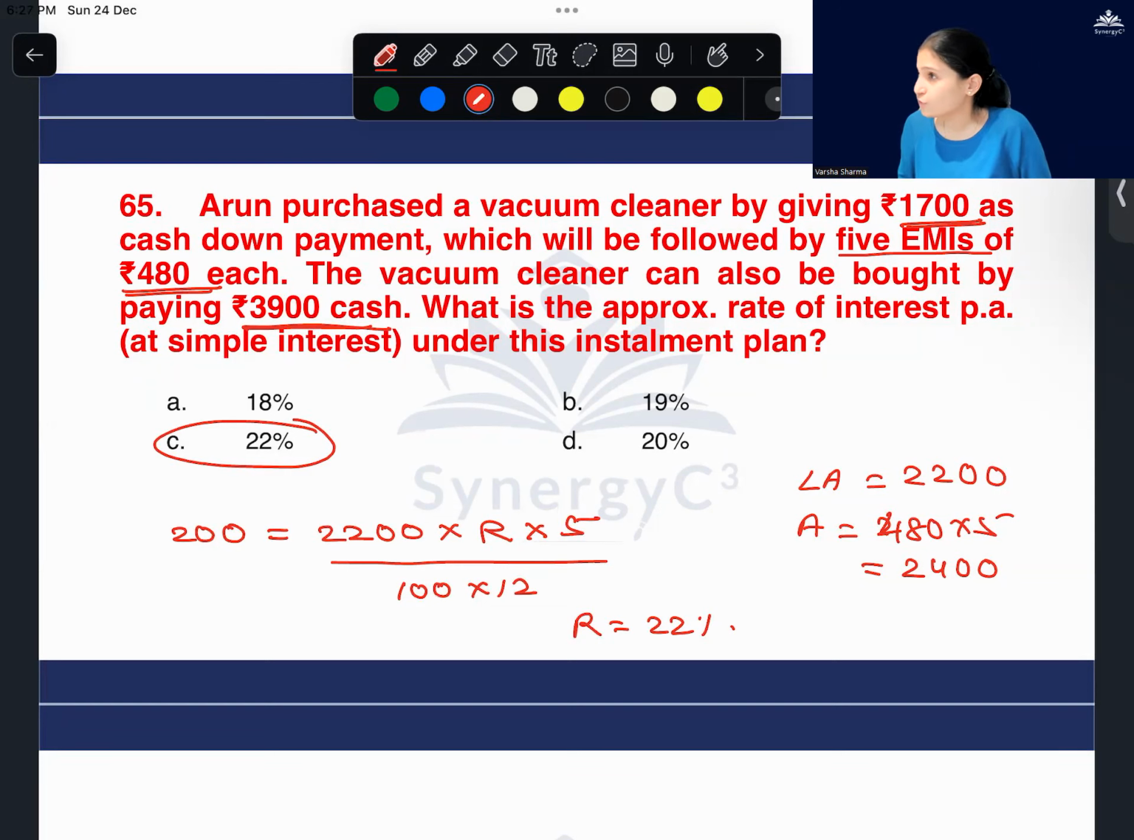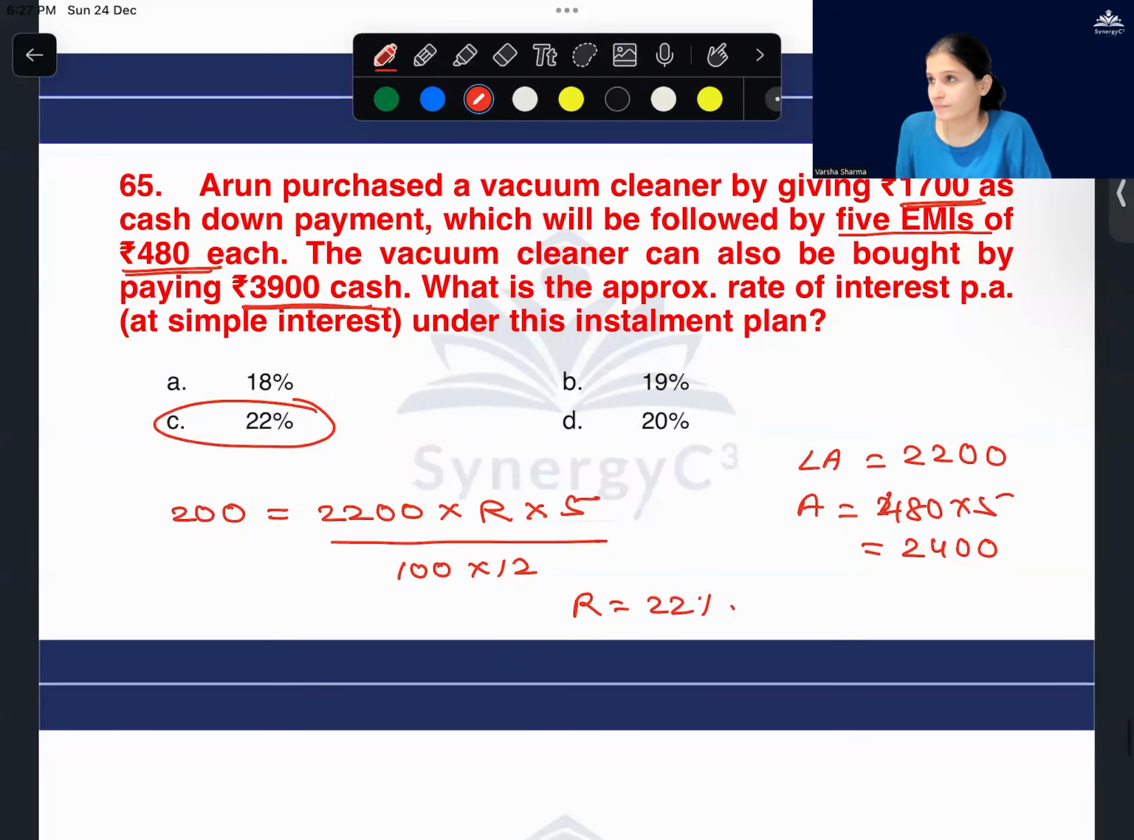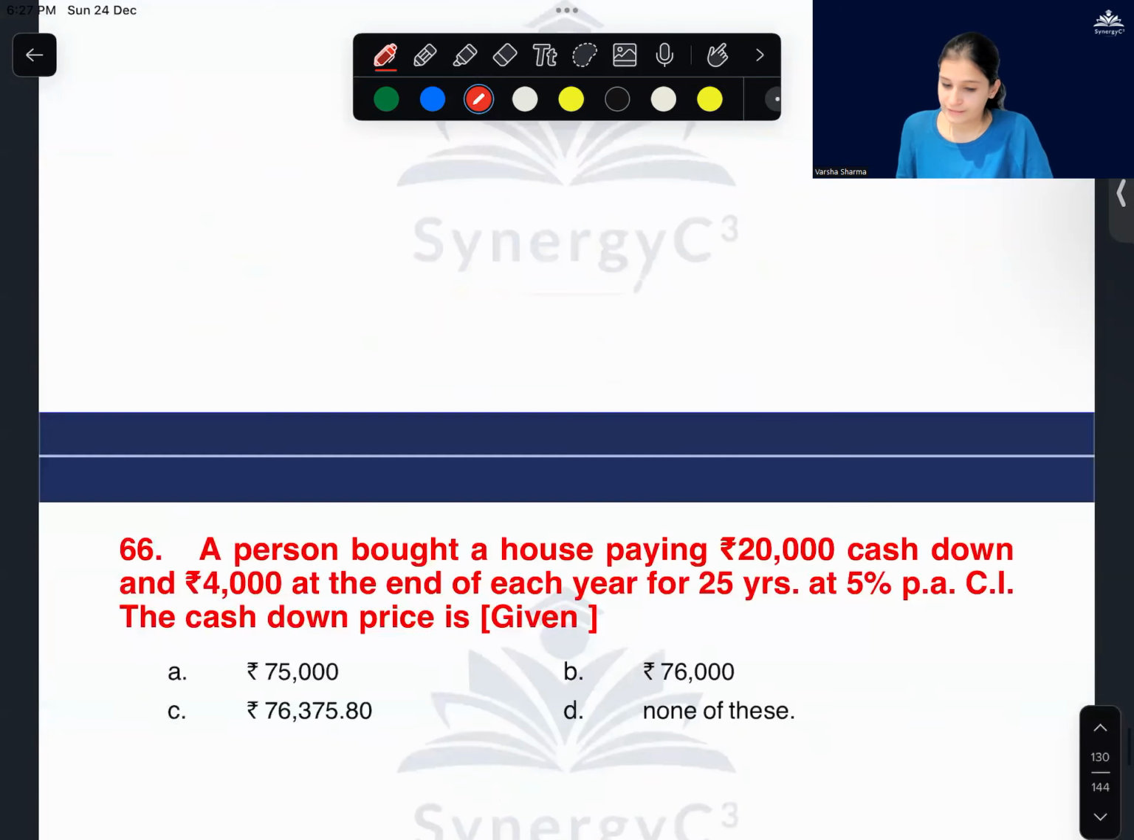So if interest is 200, principal is 2,200, time is 5 months, so 5 by 12 year, what will be my rate? Understood? Clear? Any doubt? Next.